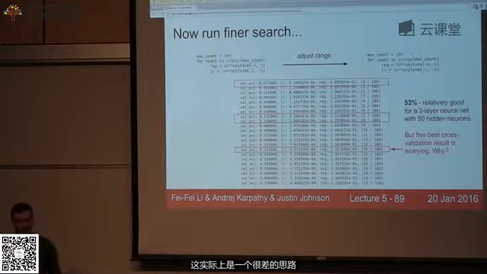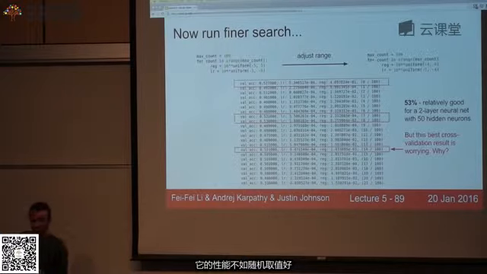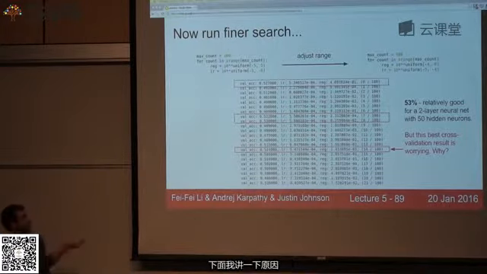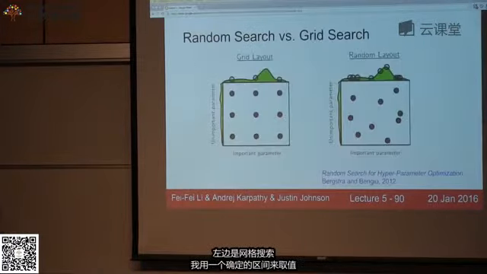And this is actually a bad idea. It doesn't actually work as well as if you sample randomly. And it's unintuitive, but you actually always want to sample randomly. You don't want to go in fixed steps. And here's the reason for that. It's kind of, you need to think about it a bit. But this is the grid search way.